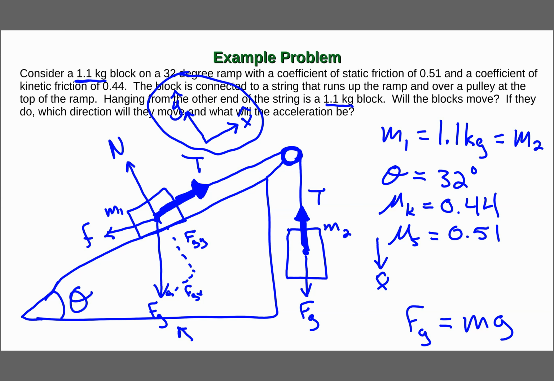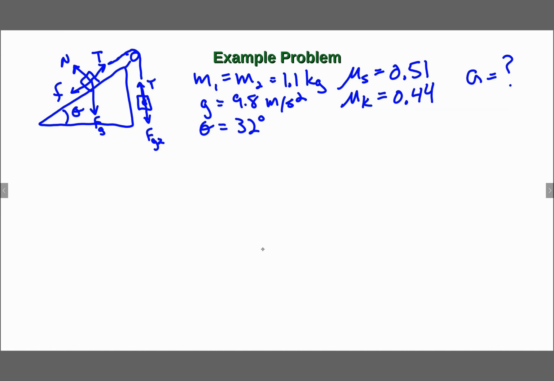But it'll always be the mass of the object times the acceleration that gravity would provide in free fall. And then what the problem wants us to do is figure out, 1, are the blocks going to move? And 2, if they do move, which direction will they move, and what will the acceleration be? So we're going to draw it like this first, and we're actually going to do the last part first. If they do move, which direction will they move? Okay, so let's look at this problem. We know we're going to solve this with Newton's second law. The sum of the forces is equal to mass times acceleration.